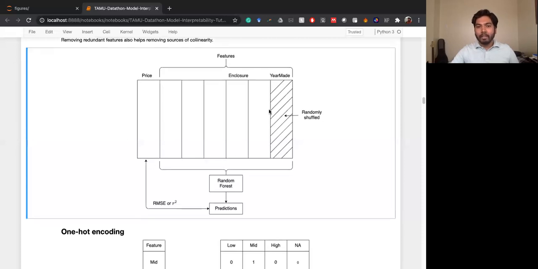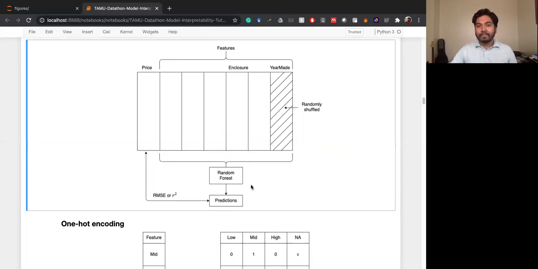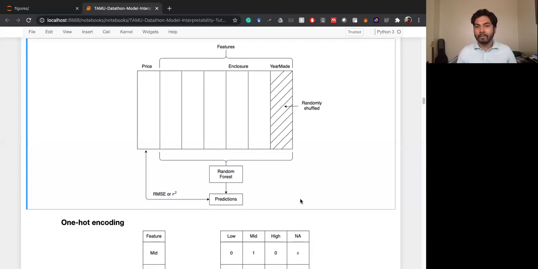the thing that we are trying to predict. The next thing I'll do is pass it through the random forest and make an inference. I'll get the predictions. Let's say when the data was in its original form, the R squared was 0.9, and now after shuffling the year made column, I'm getting an R squared value of 0.8. So it basically tells me how important this feature is towards the prediction.